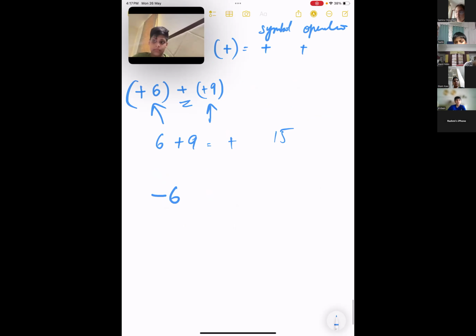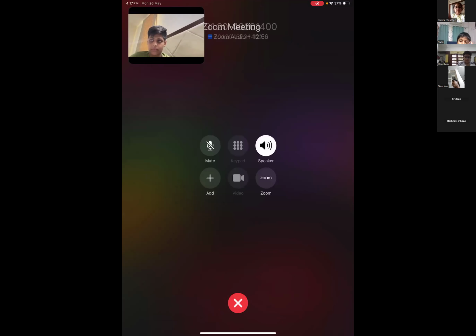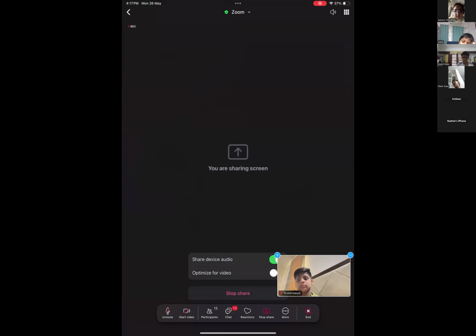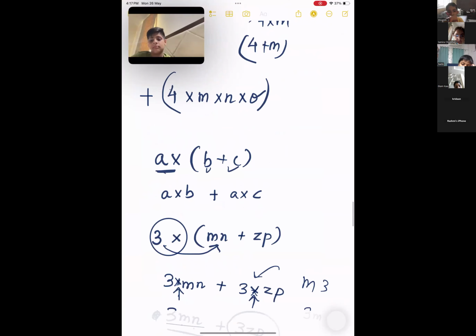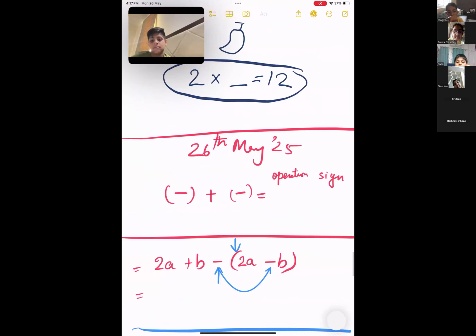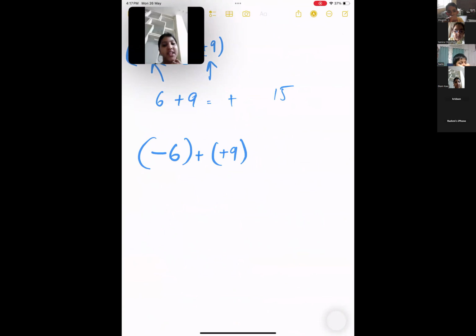Let's take this example. Minus 6 plus of 9. Now these are two integers, negative and positive, and I'm adding. I want you to give me the answer because only then I will know if this concept is clear. Ma'am, the answer will be 3. Yes, ma'am.